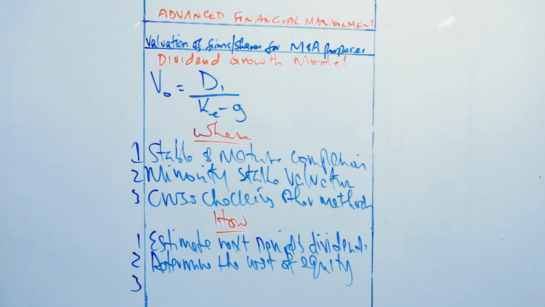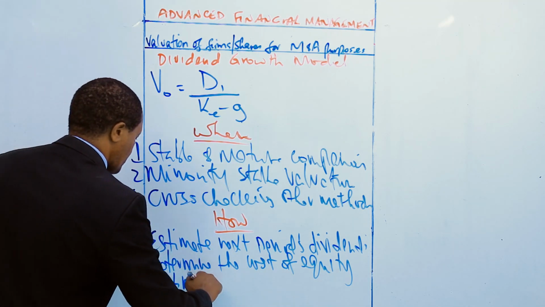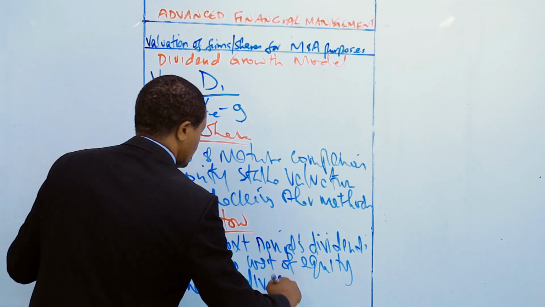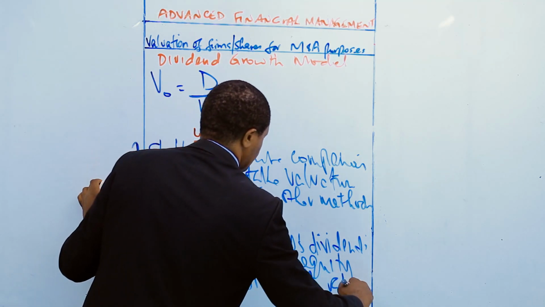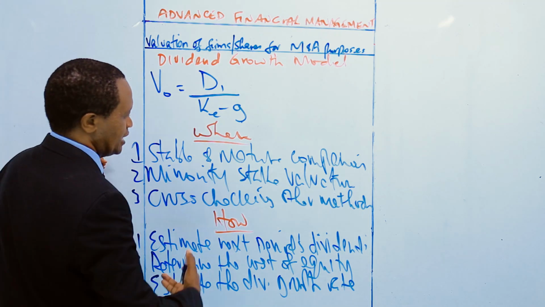Step number 3 is to estimate the dividend growth rate, G. This is the assumed constant rate at which dividends are expected to grow indefinitely. It should be a sustainable rate, and is typically less than the company's overall growth rate and the economy's growth rate.